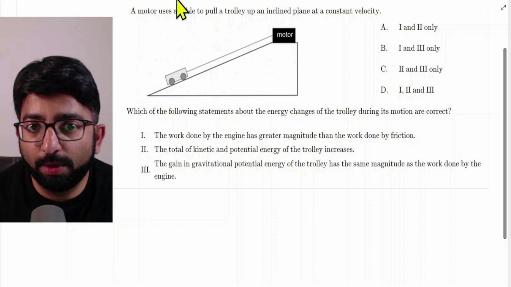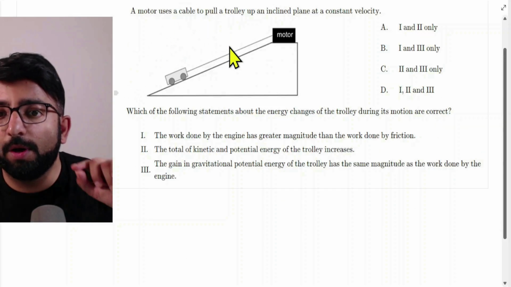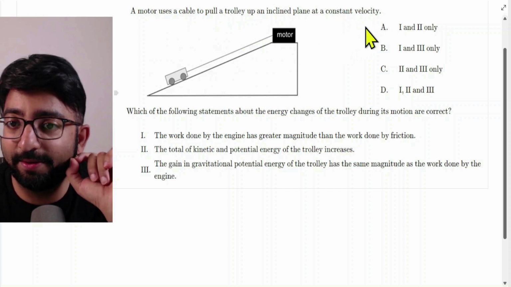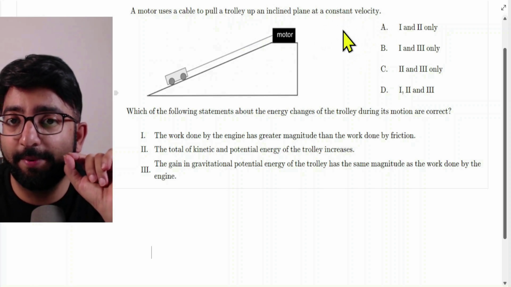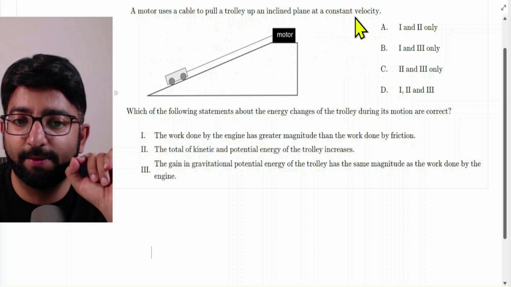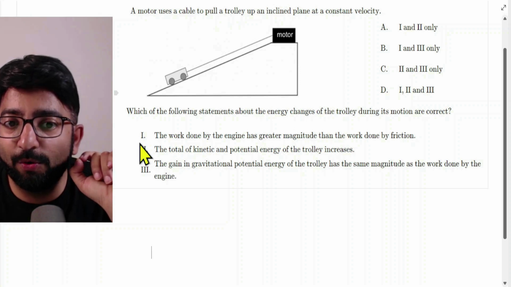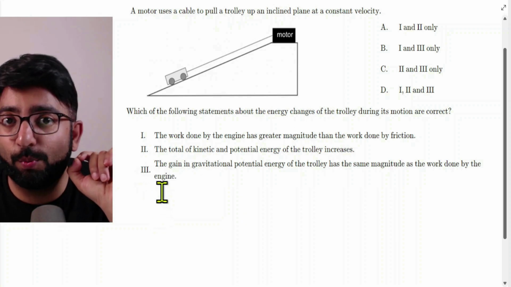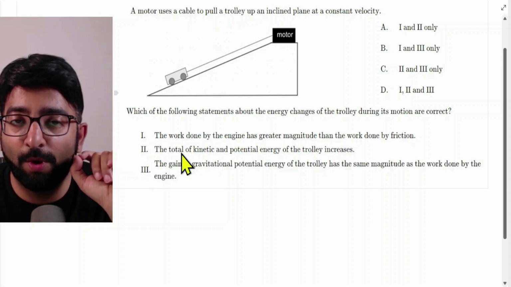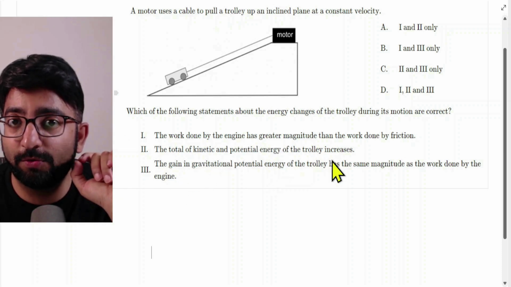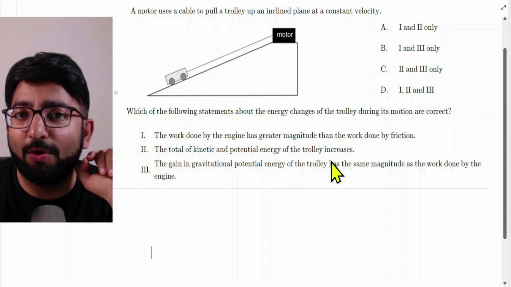So here we have a motor which is using a cable to pull a trolley up an inclined plane, but at a constant velocity. This is the keyword. So constant velocity means kinetic energy will stay constant. Which of the following statements about the energy changes are correct? So if we look at the three statements, the easiest one to analyze is statement number 2, which states that the total of kinetic and potential energy of the trolley increases. Is that right or wrong?